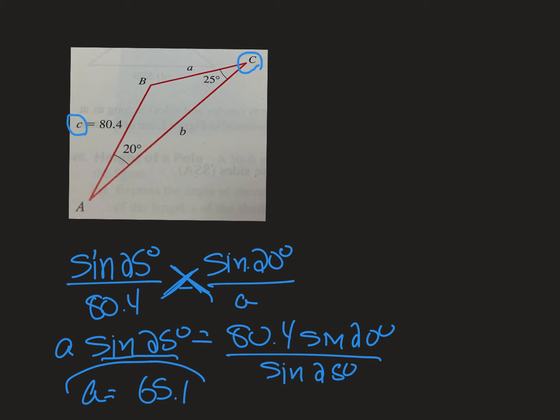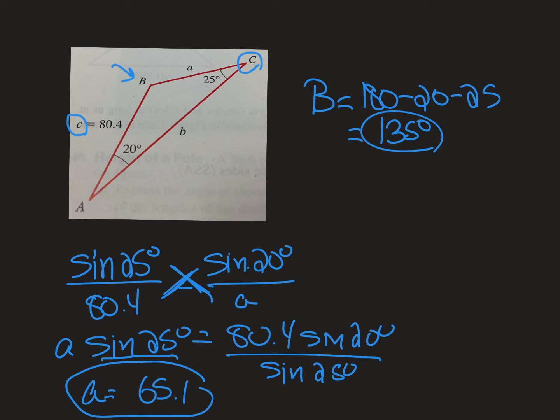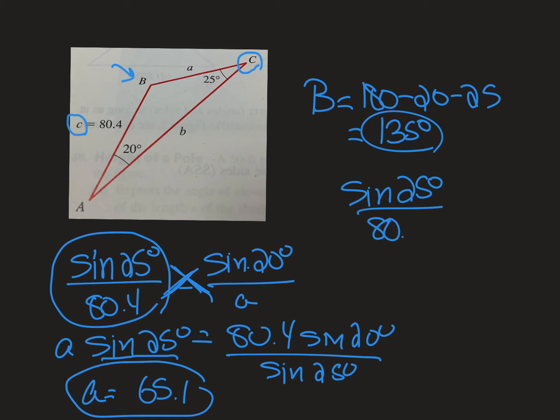Now, I still need to find big B and little b. Big B is easy to find because I know the other two angles. Remember, there's 180 degrees in a triangle, so I can do 180 minus 20 minus 25, and whatever's left is going to be my angle B. So angle B is 135 right there. And then once I know angle B, and I still have this ratio, I can say sine of 25 again, like I did a second ago, over 80.4. Those are my two C's, equals sine of 135 over little b. That's 135. I'm going to ruin my iPad.